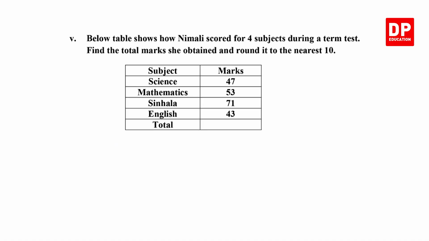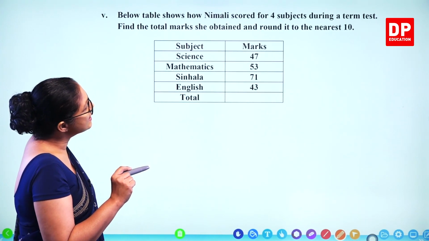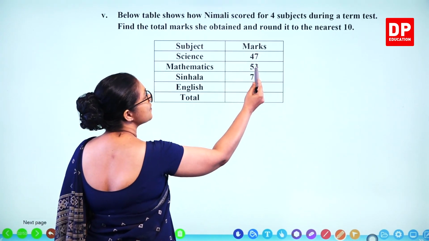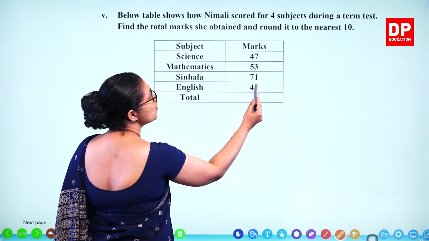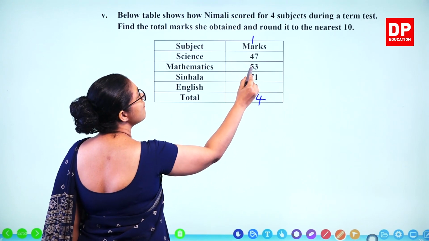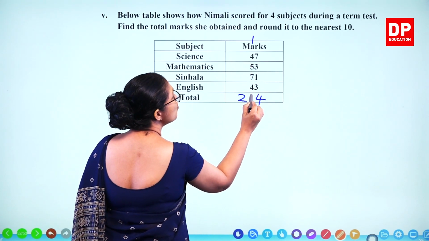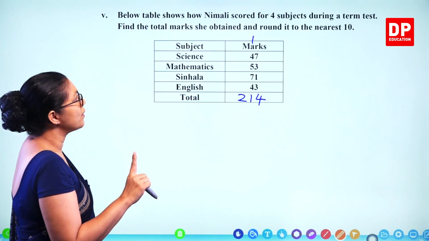Part 5. The table shows how Nimali scored for 4 subjects during a term test. Find the total marks she obtained and round it to the nearest 10. So we have to find the total first. So we'll add it. 7 plus 3, 10, 11, 12, 13, 14. 1 remaining. 5 and 5, 10, 17, 21. So 214 is the total.